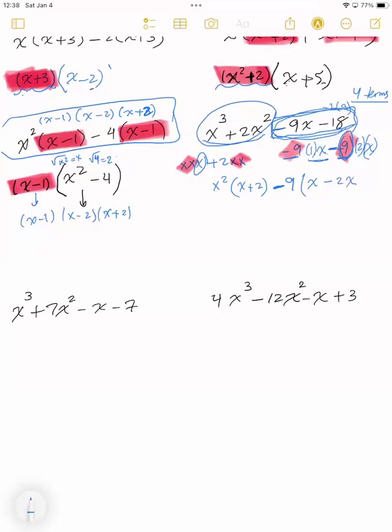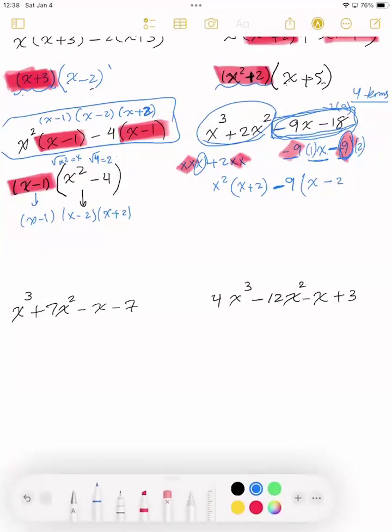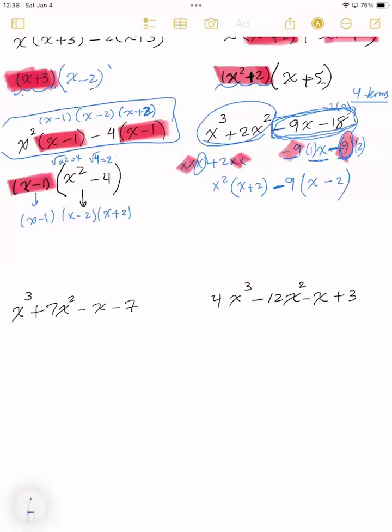Oops, sorry, there's no x here. So the greatest common factor is negative 9. So negative 9x is negative 9 times 1 times x, and negative 18 is negative 9 times 2, because negative 9 times 2 is going to be negative 18.